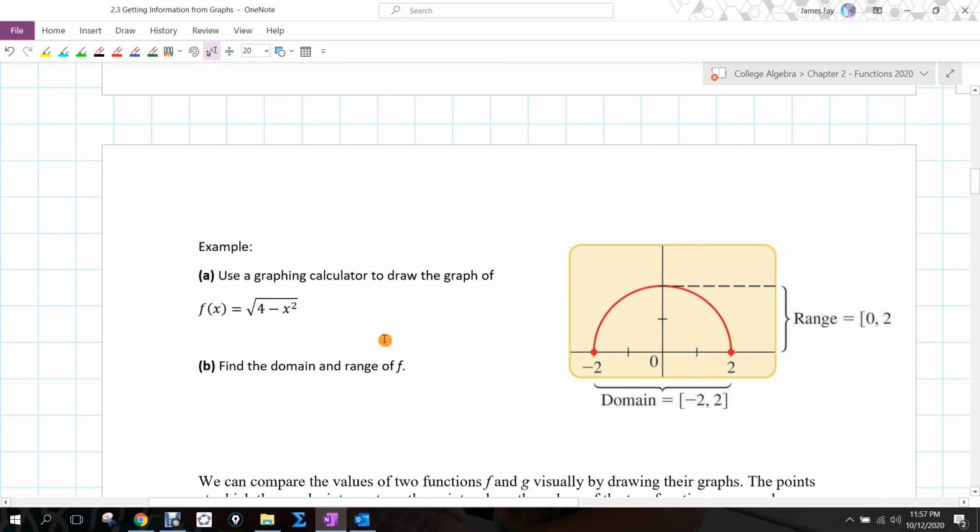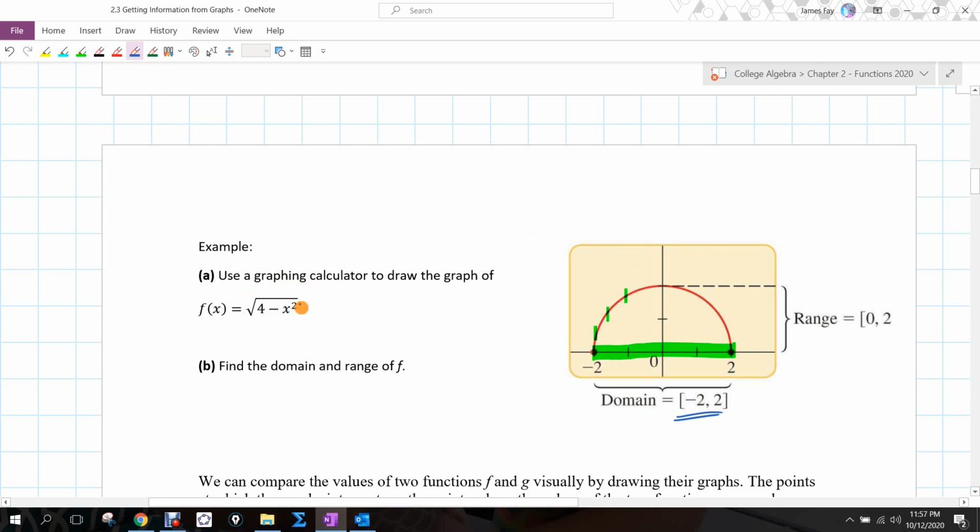So here it says use a graphing calculator to draw the graph of f of x equals the root of 4 minus x squared. I've already done that for you over here. And it asks you for the domain. Find the domain and range of f. Well, the domain is just the x values for which this thing is graphed. So if I went through here and looked at all these ordered pairs, the infinite number of them, all of their x values are going to come from -2 to +2.